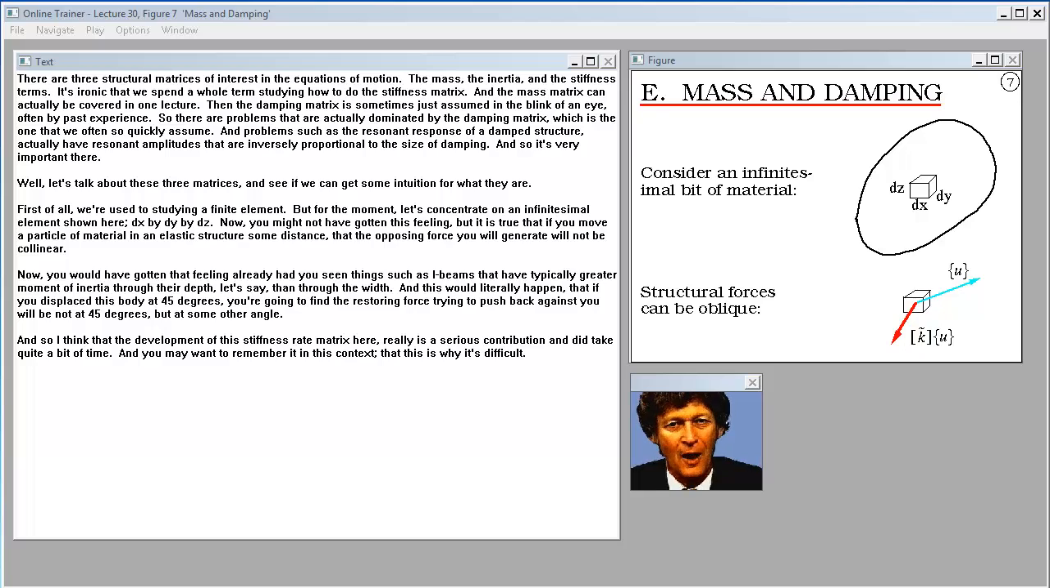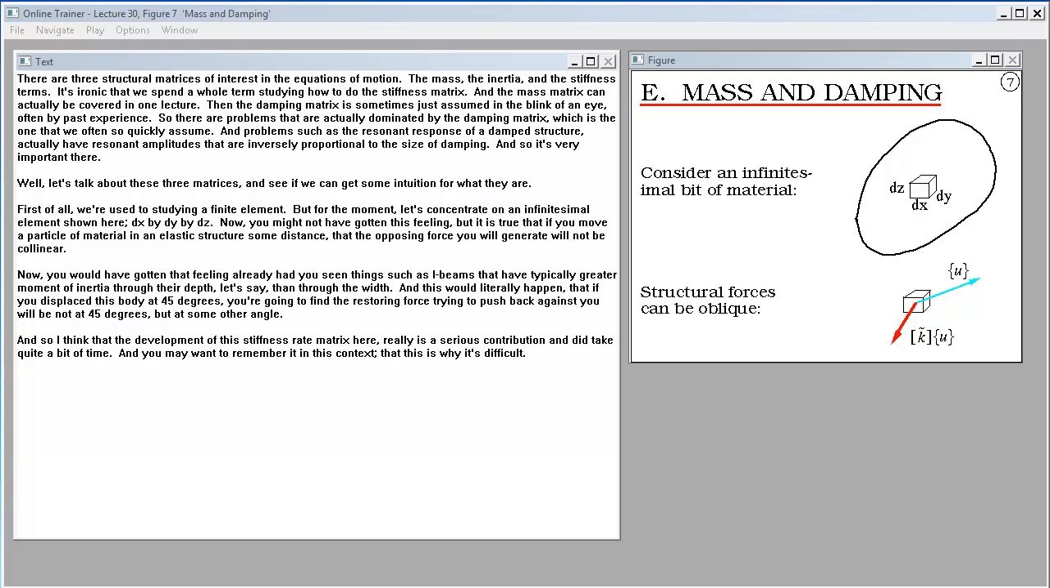So there are problems that are actually dominated by the damping matrix, which is the one that we often so quickly assume. And problems such as the resonant response of a damped structure actually have resonant amplitudes that are inversely proportional to the size of damping, and so it's very important there. Well, let's talk about these three matrices and see if we can get some intuition for what they are.